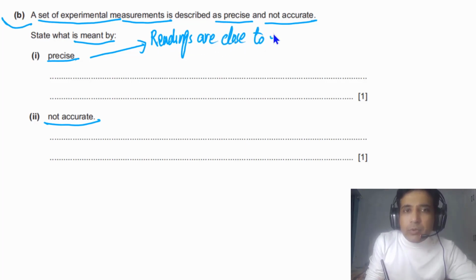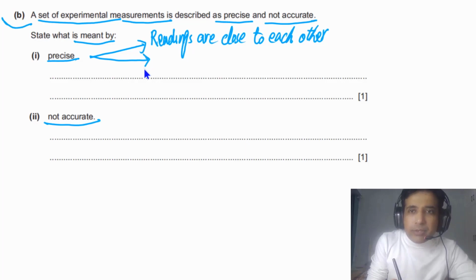Readings are close to each other. So this is the meaning of precise. Readings are close to each other, or you can also say, in this case, readings have a small range. If the range of the readings is small, it means readings are precise.